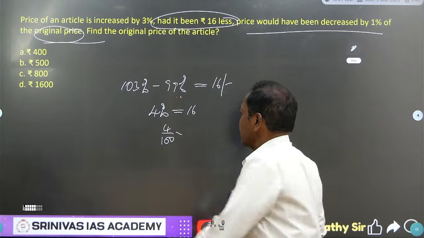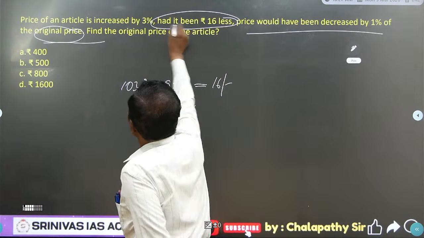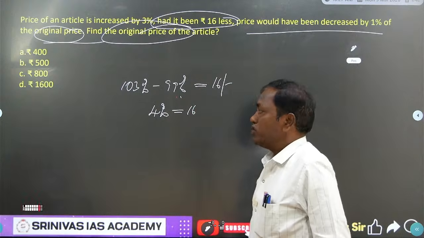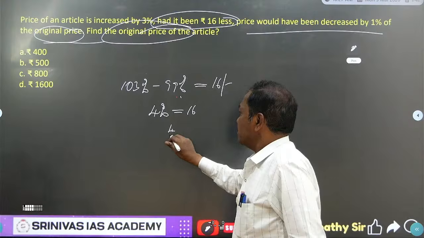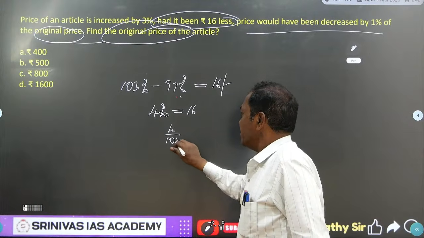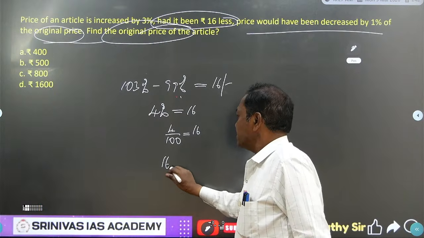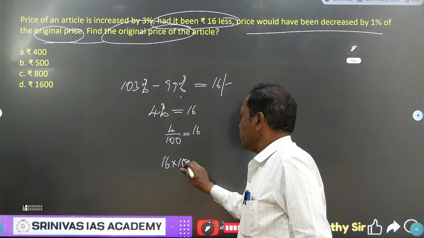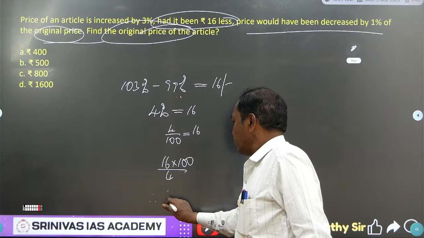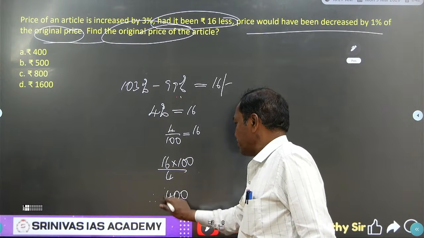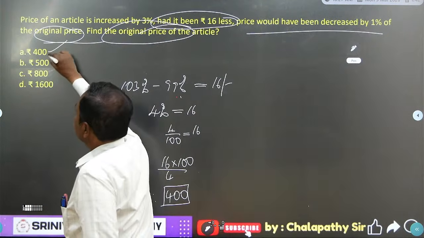And 4% multiplied, sorry. Yes. And what is the question being asked? Find the original price. LHS equal to RHS. Then 4% can be written as 4 by 100 equals 16. What is the next step? 16 into cross multiply, 100 by 4. And therefore 400 rupees. This is the 400. Option A.